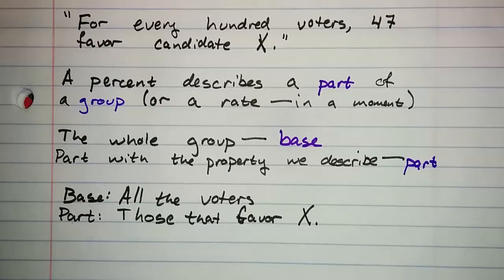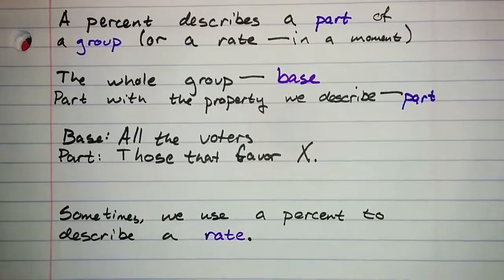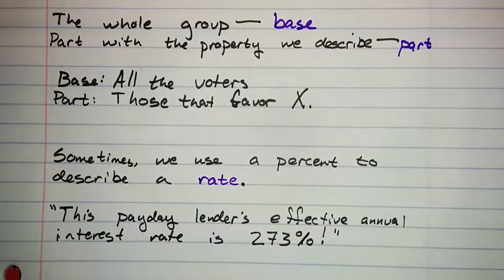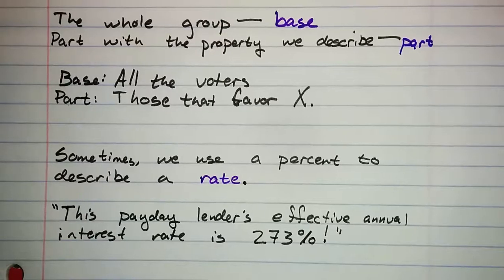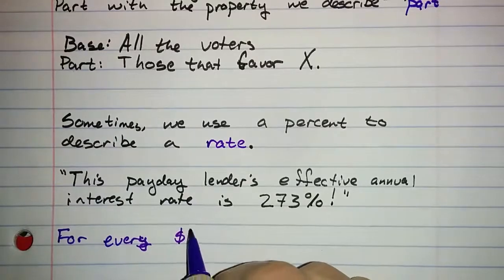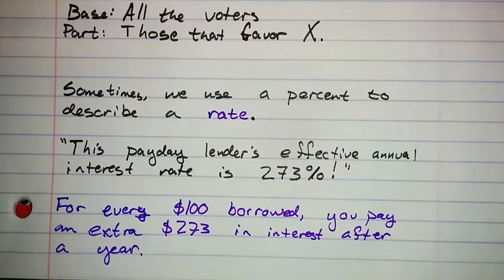Right, now there's another way that we use percent. Sometimes we use a percent to describe a rate. So an amount of one quantity as related to the amount of another quantity. So we might say, for example, this payday lender's effective annual interest rate is 273%. This is a big number. This is not saying out of every 100, there are 273 of something. What does this mean? This means for every $100 borrowed, you pay an extra $273 in interest every year.